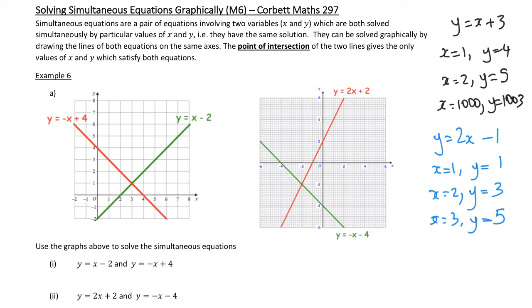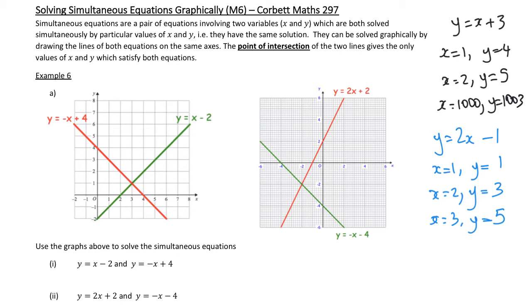So what we're doing is we've got two different equations and we're trying to solve them to find that unique point. And graphically, what that looks like is the point of intersection. So if we were to draw the graphs of y equals x plus 3 and y equals 2x minus 1, the point through which they meet is the solution to the simultaneous equations.